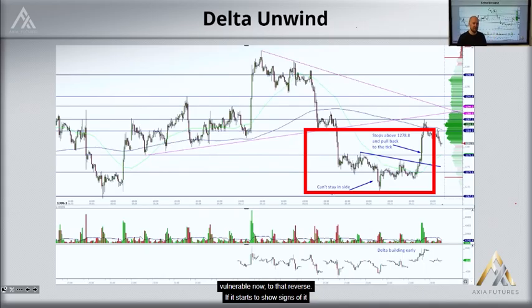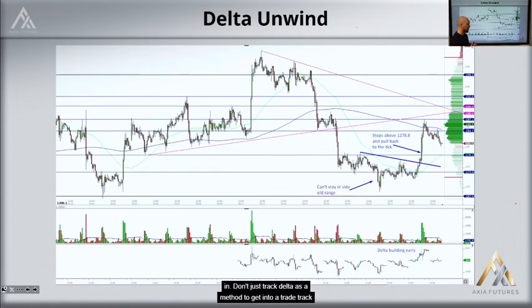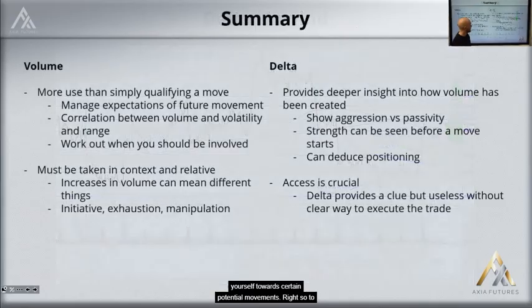If it starts to show signs of it on any day, and it doesn't have to happen on this day, it can be the next one and the next one. If it starts to show those signs, that's where then that larger reversal can start to come in. So don't just track delta as a method to get into a trade. Track delta also as a method to assess positioning over time and understand how people have got themselves directionally biased, and how you can then change your bias accordingly and lean yourself towards certain potential movements.